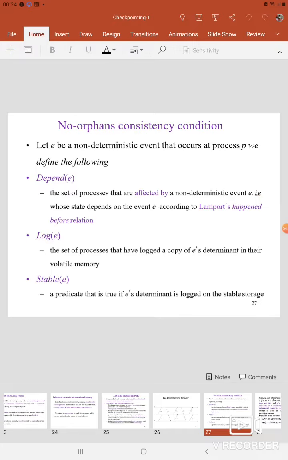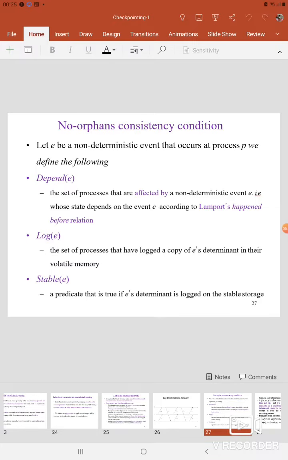The second set is Log(E). That is the set of processes that have logged a copy of E's determinant in their volatile memory. E is a non-deterministic event, so for that event E you have to store the determinants. Before moving into the stable storage, initially it is stored in temporary storage, volatile storage. So which processes have a copy of E's determinant? They are recorded in Log(E).